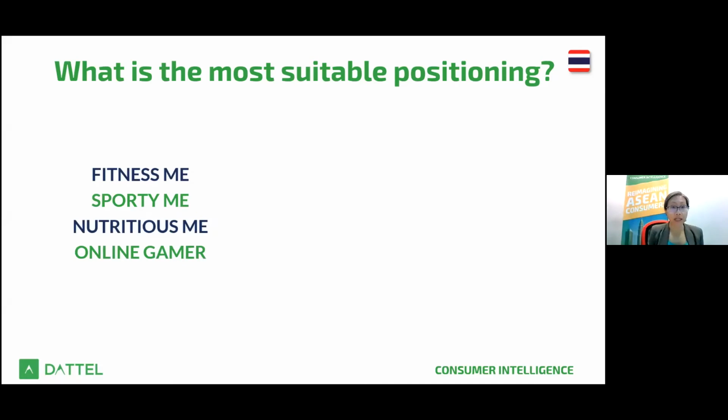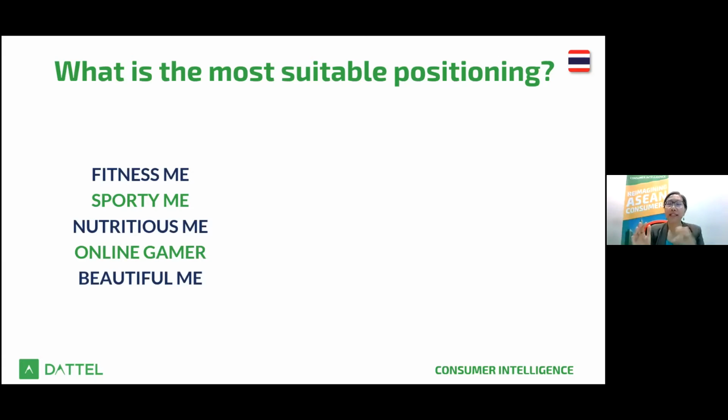Could it be Fitness Me? Could it be Sporty Me? Nutritious Me? Online Gamer, perhaps? Or Beautiful Me? So what we did was look at all the potential behavior archetypes that we might want to explore so that we can dive deeper into those. There's no point in going into other behavior archetypes that perhaps don't fit with the product itself.